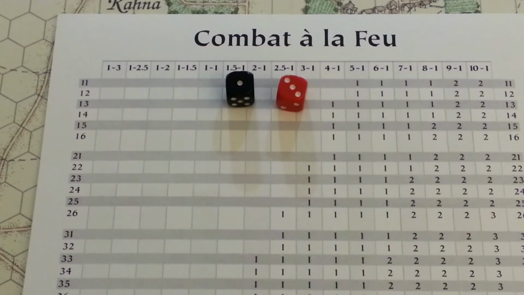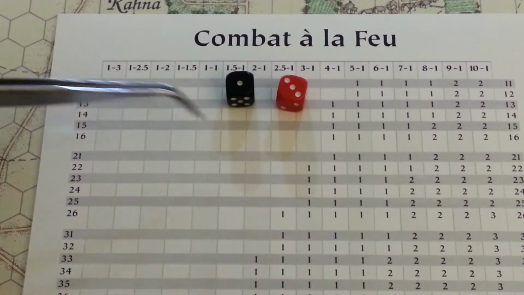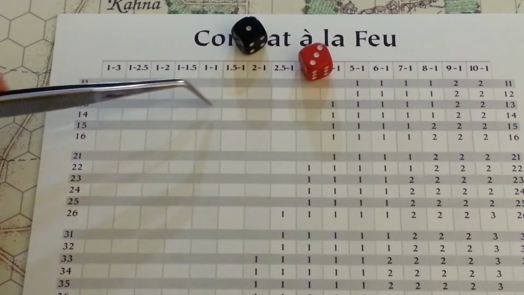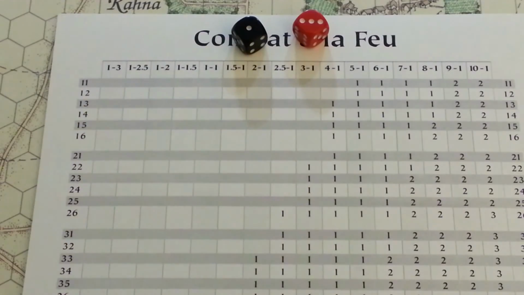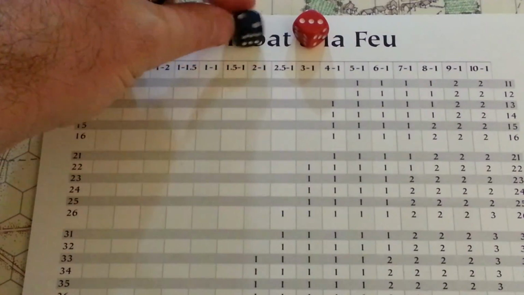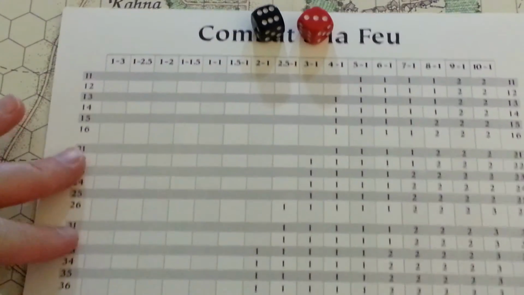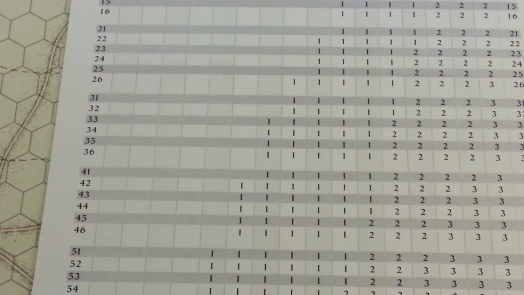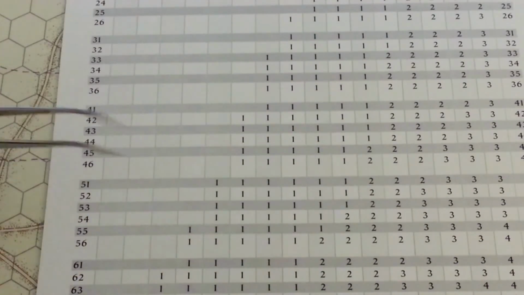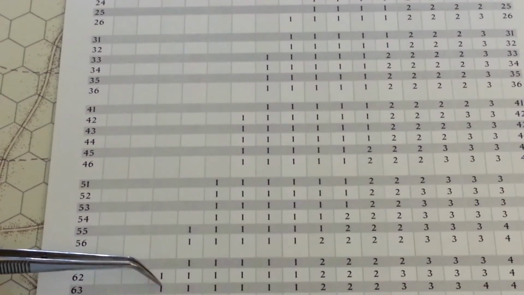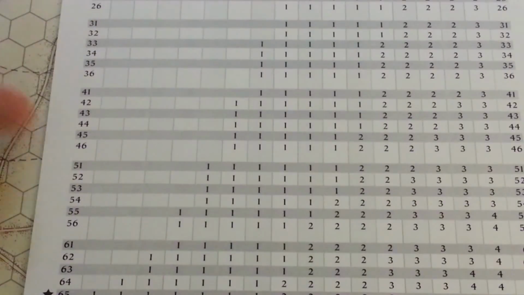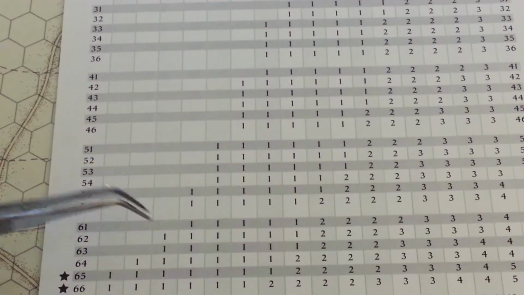So if we were to cross-reference on our chart there, we could see that 13 is not going to cause a casualty until we have 4 to 1 odds. So that's a very high odds attack. But if we were to roll something like a 63, we could see that that causes quite a few casualties here. Basically all the way down to a 1 to 2 attack would create a casualty with a roll of 63.